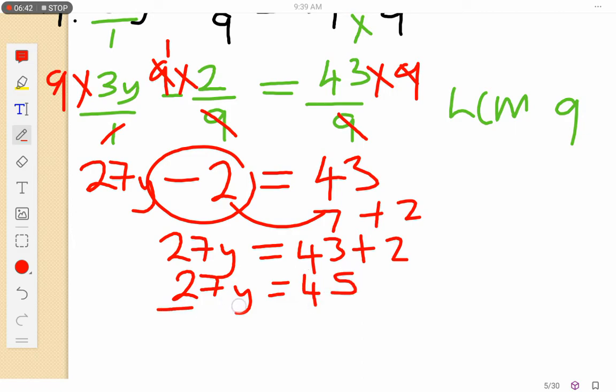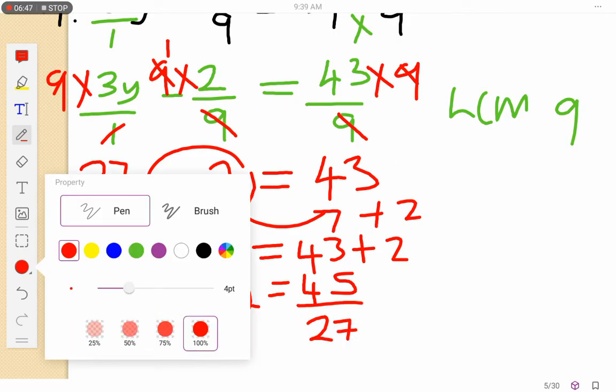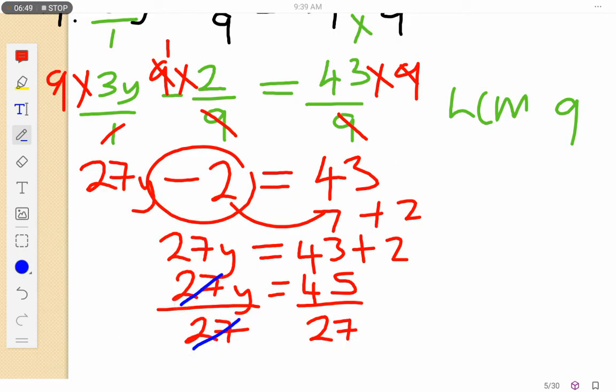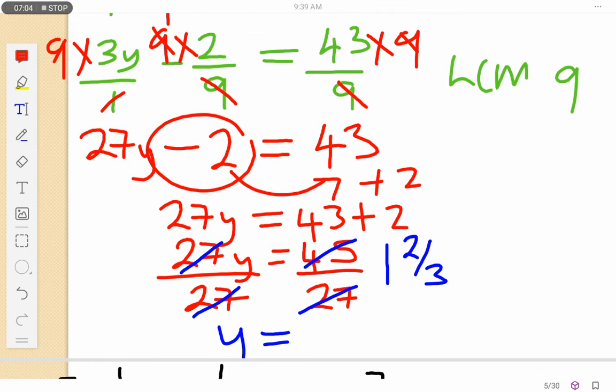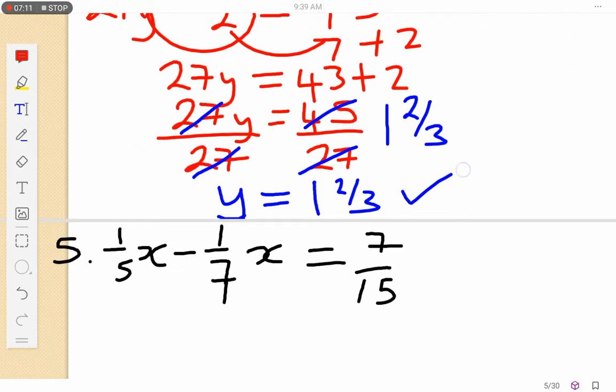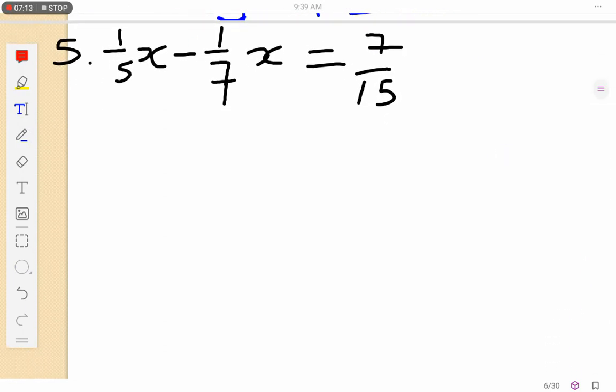To get my y, I can divide by 27 by 27. Okay, and when I divide by 27, this side they cancel off each other, we get y is equal to 27 into this one, we get 1 and 2 over 3. So I can simply say our y is equal to 1 and 2 over 3. That's our final answer then. Okay, let's move on to number 5.